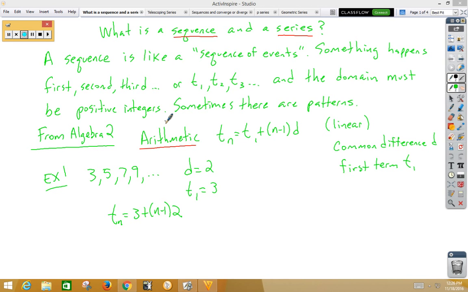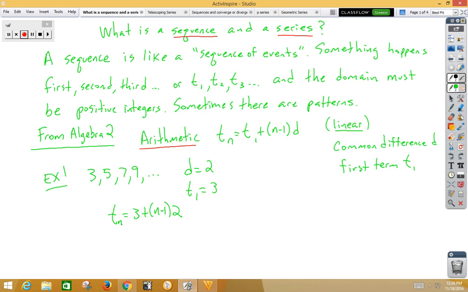The domain must be positive, and they must be integers. You can't have part of a term. And sometimes there are patterns to be found. Back in Algebra 2, you learned arithmetic sequences. Arithmetic sequences in Algebra 2 were linear.